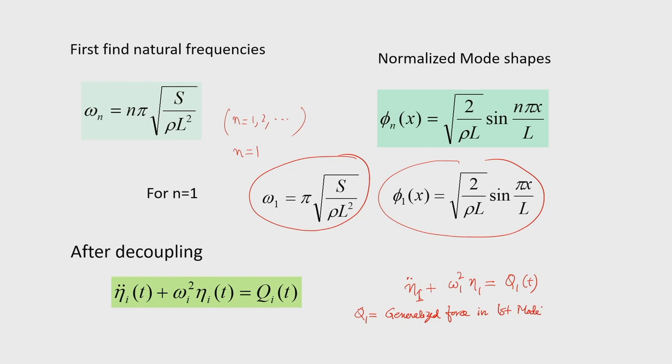You can see the first mode shape is this. If I draw the first mode shape, this is the first mode shape, sin pi x by L. You can see the boundary condition is satisfied at x equal to 0, this is 0, and at x equal to L this is also 0, and this is the amplitude of the mode shape, which is the normalized mode shape with respect to mass density. So the generalized force in the first mode now has to be calculated, and its calculation is integral from 0 to L of f(x,t) phi 1(x) dx.